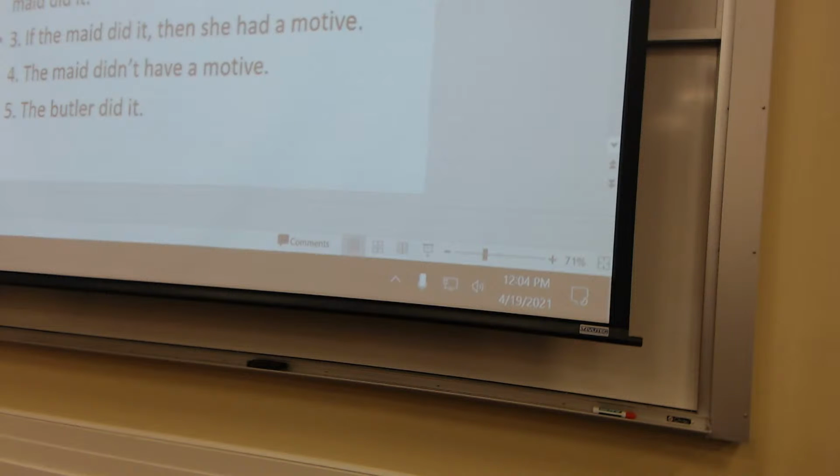So here is a propositional proof in English rather than logic. From statements 1 through 4, we are going to talk about how to prove statement 5. The 4 statements are: the only people in the mansion were the butler and the maid. If the only people in the mansion were the butler and the maid, then either the butler or the maid did it. If the maid did it, then she had a motive, but the maid didn't have a motive. From statements 1 through 4, we are going to try to prove statement 5, that the butler did it.